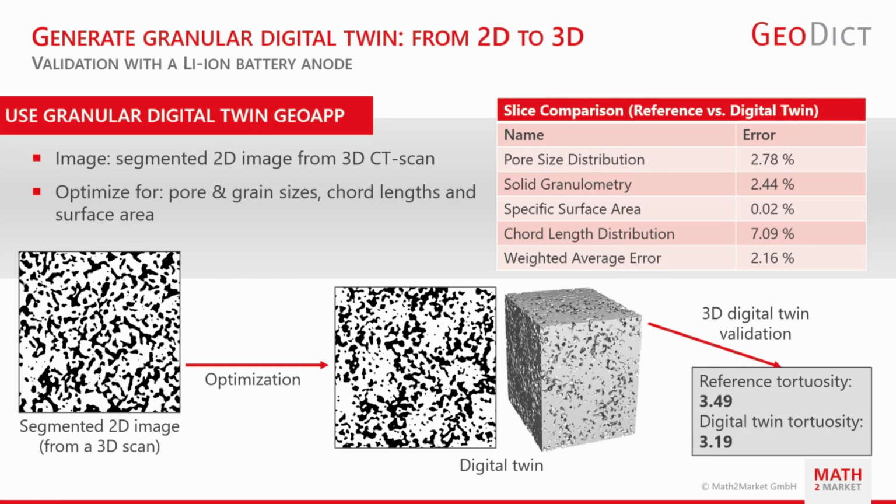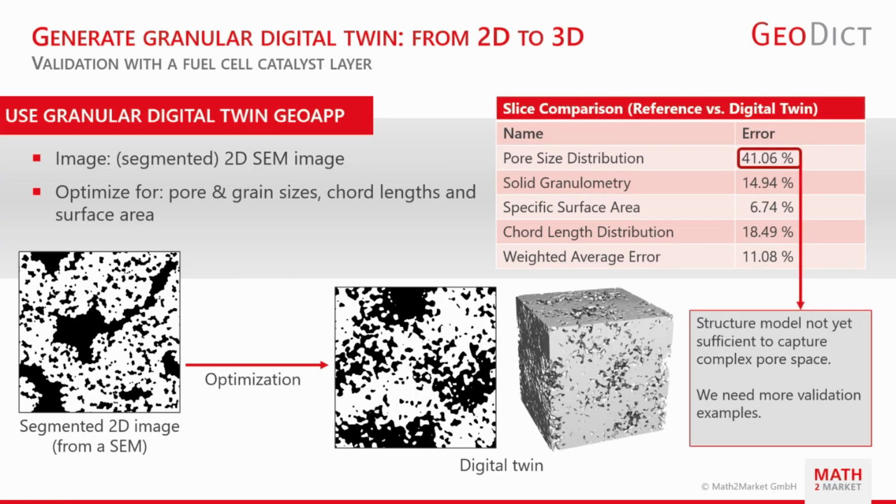This is an anode from a lithium-ion battery. Again, taken from a 3D scan, and also tortuosity between the reference and the digital twin can be seen here. This is the last one that I want to show you from the example list. This is a fuel cell catalyst layer. It's quite a difficult structure, so to say, and we can see that the pore size distribution in this model is not yet sufficient, but we need more validation examples to make this work better.